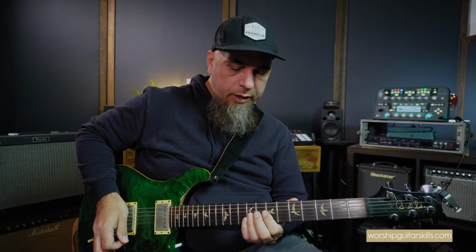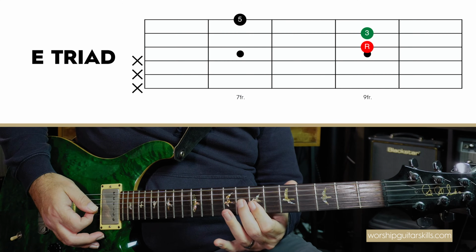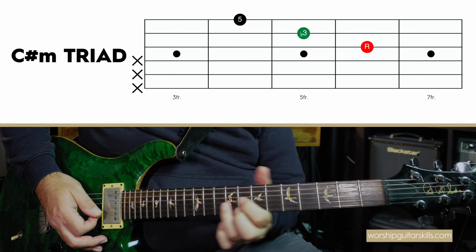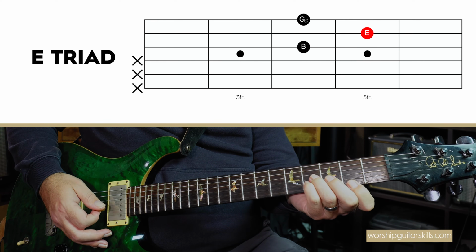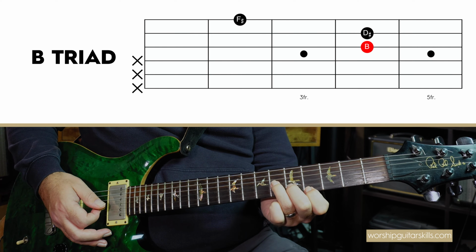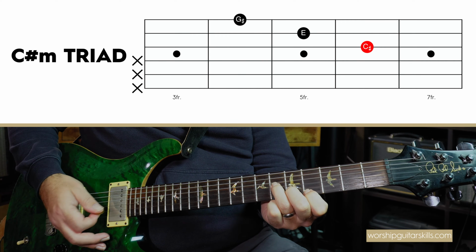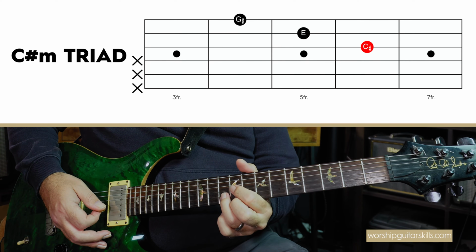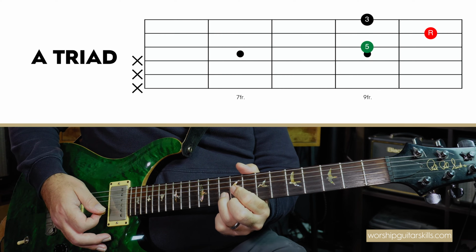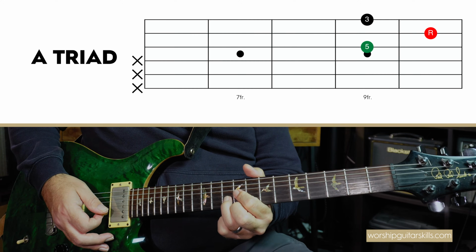Now, before we played it like this: E, B, C sharp minor, and A. But this time I'm going to change my triad shapes a little bit. I'm going to play E over here, and B like that, and C sharp minor like this, and then A obviously up here. So what does that mean?